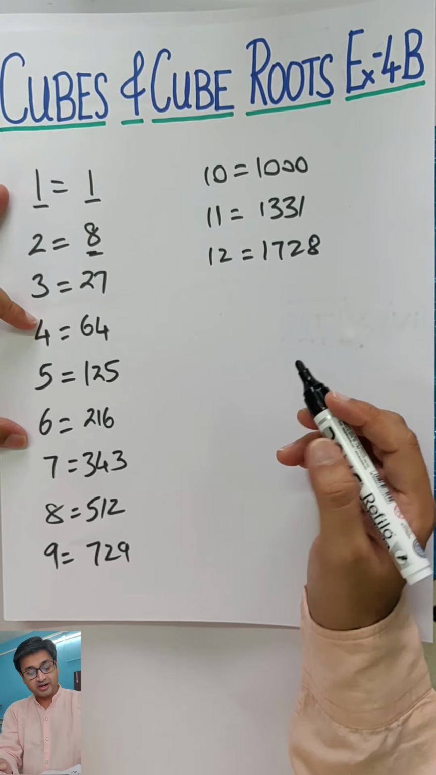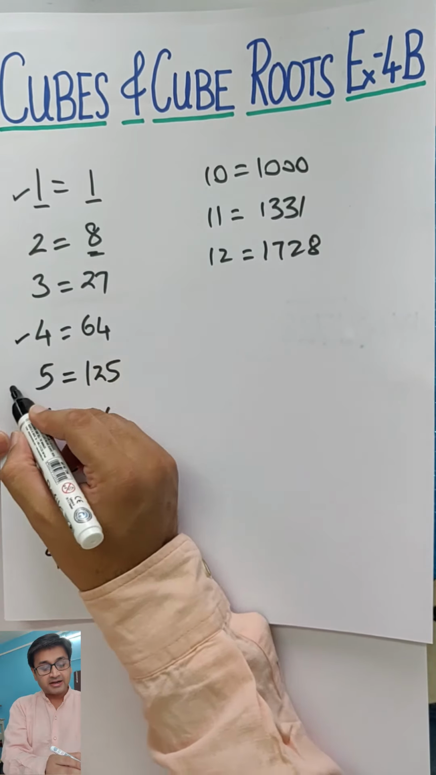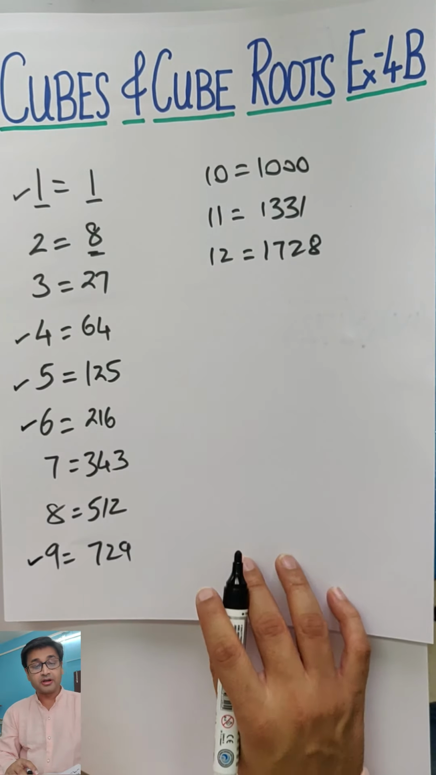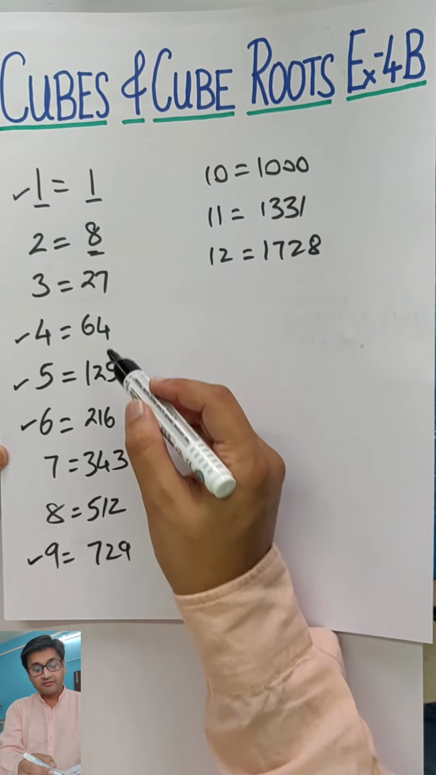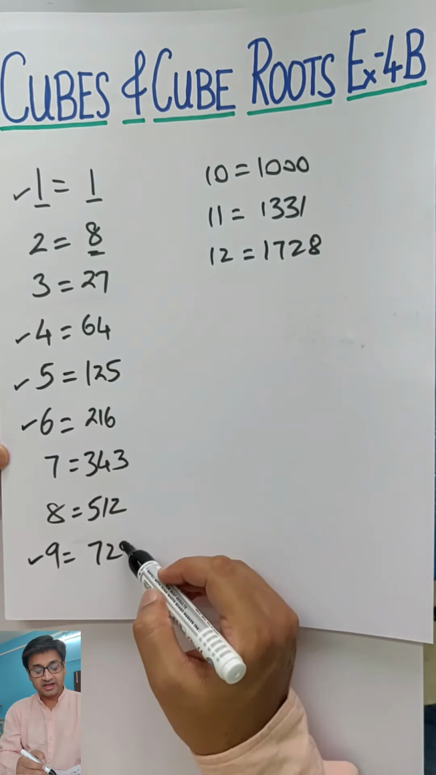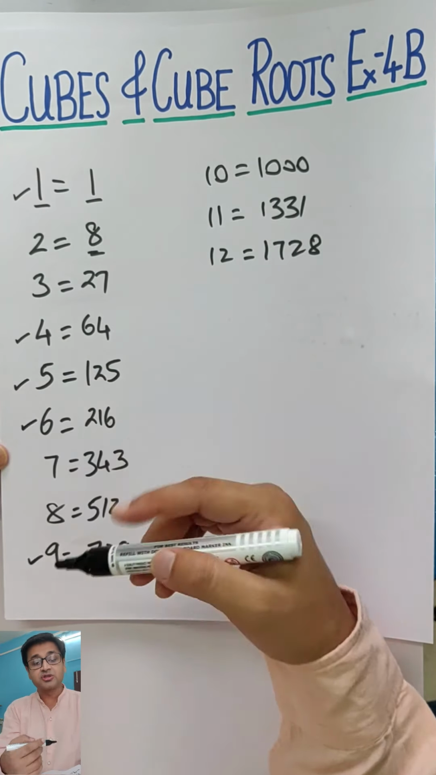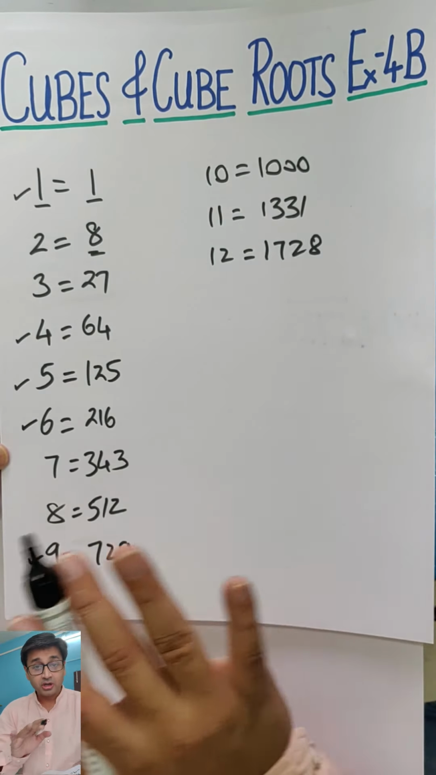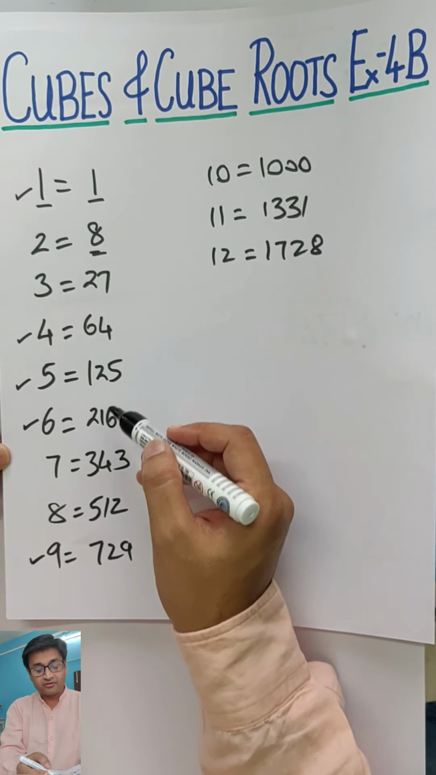So these three, 1 and 9, can you see they give the same number? And the beauty is none of the numbers repeat. Can you see 1, 2, 3, 4, 5, 6, 7, 8, 9. So there is no such number whose cube's last digit is going to be the same. They are all different. So 1 is 1, 9 is 9, 4, 5, 6.